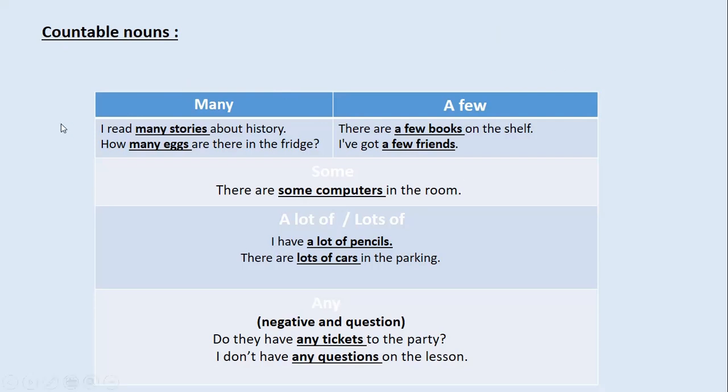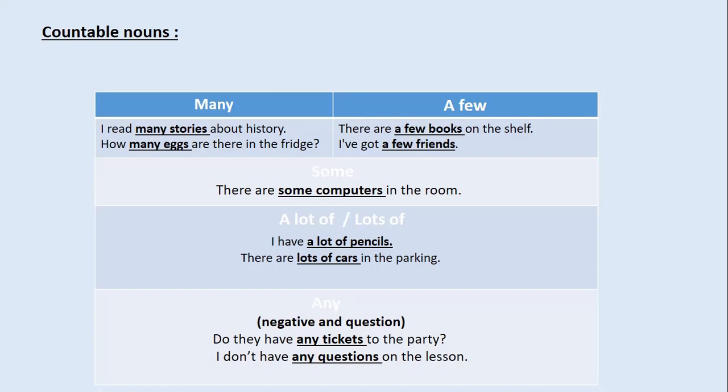Let's see now the quantifiers in common. خلينا هلا نشوف the quantifiers اللي they are in common. We can use them with countable and also we can use them with uncountable nouns. وكمان بنقدر نستخدمهم مع uncountable nouns. Like some. There are some computers in the room. البعض. A lot of or lots of.